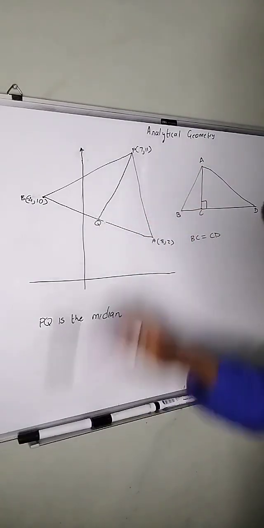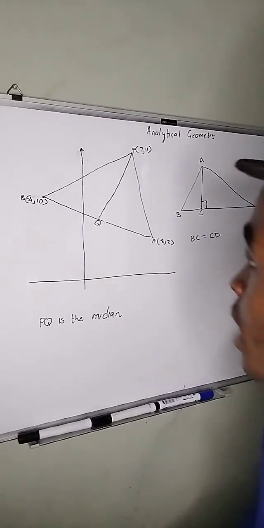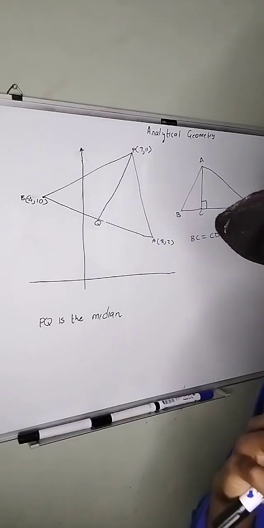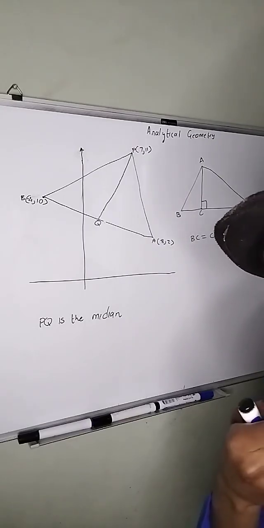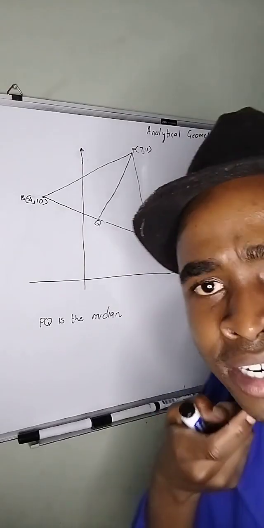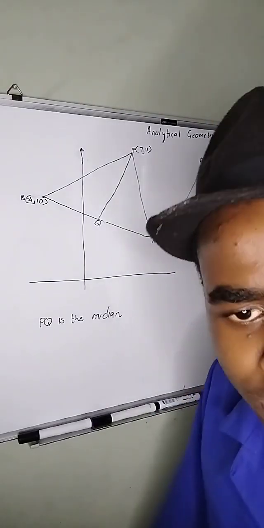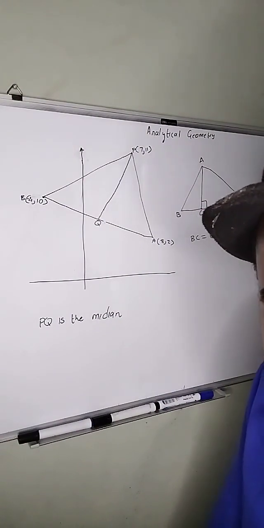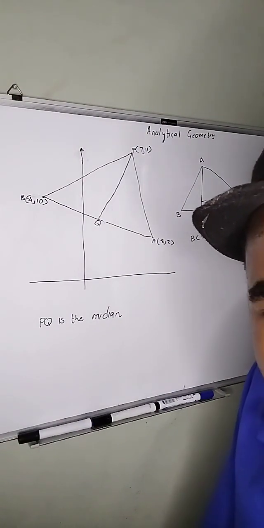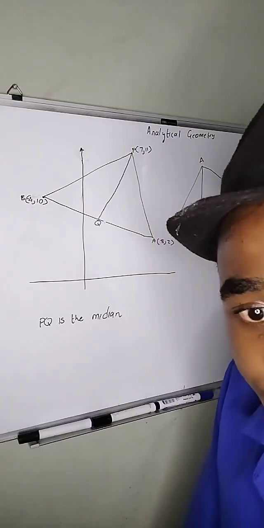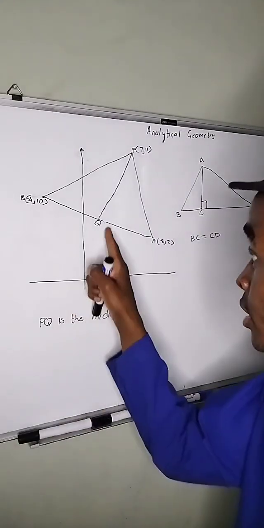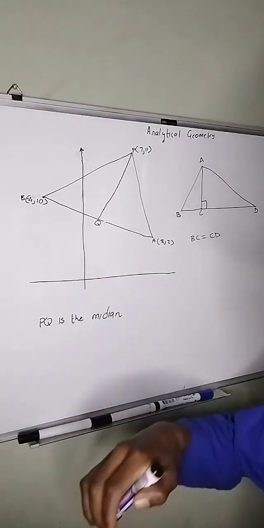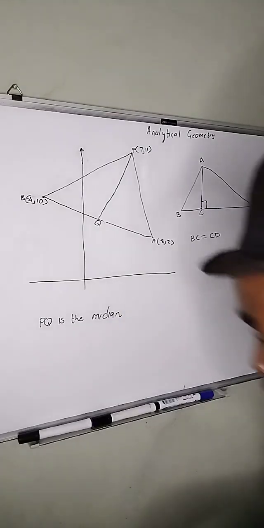How can we get PQ? They're saying PQ is the median. How can we get the length PQ? The first thing that we are going to get is the points at Q. So how can I get the points at Q?